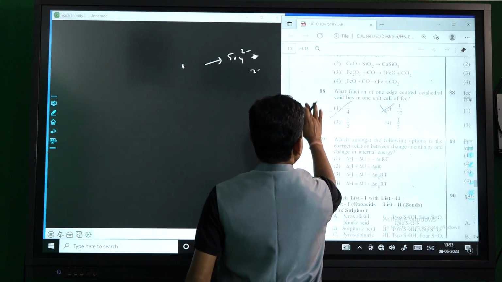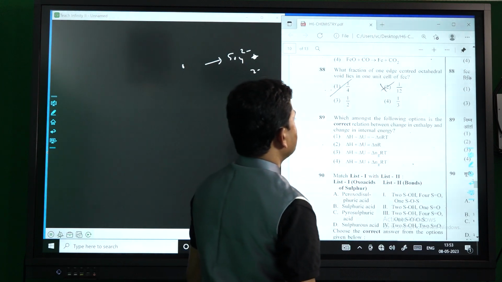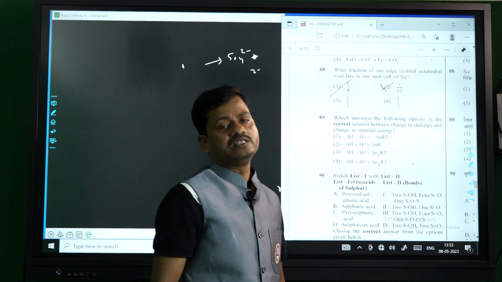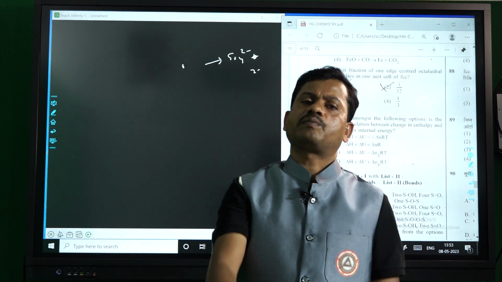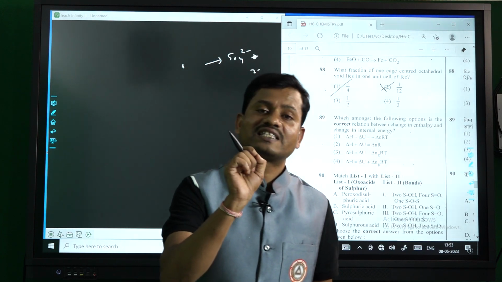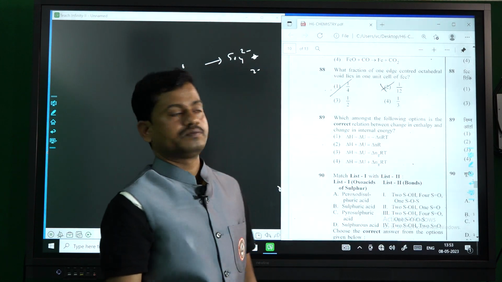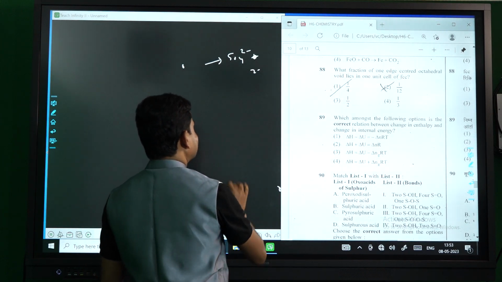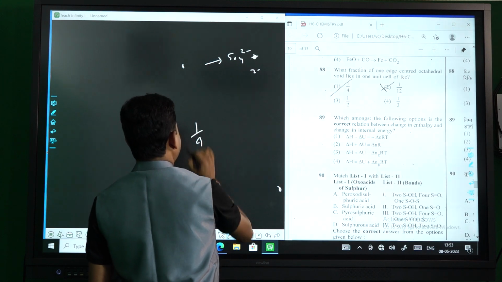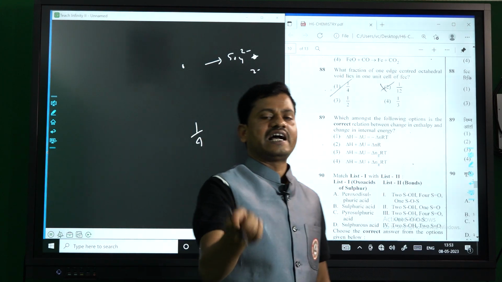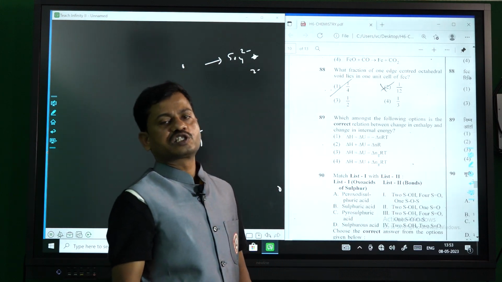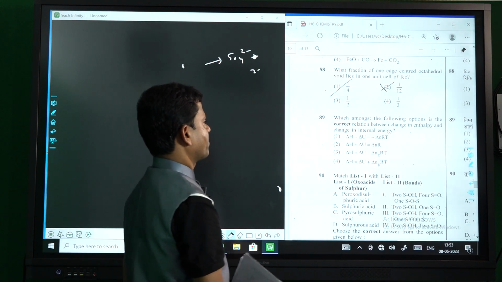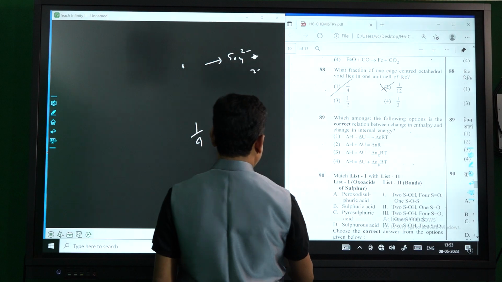Dear students, come to question number 88. What fraction of one edge center of the octahedral void lies in 1 unit cell of the FCC? In FCC arrangement, octahedral voids are formed at the edge centers and body center. When the octahedral void is formed at the edge center, its contribution is 1/4, because one void is shared by 4 adjacent unit cells, so the contribution towards each unit cell is 1/4. So option 1 is correct.